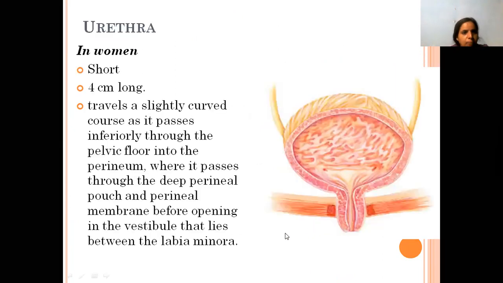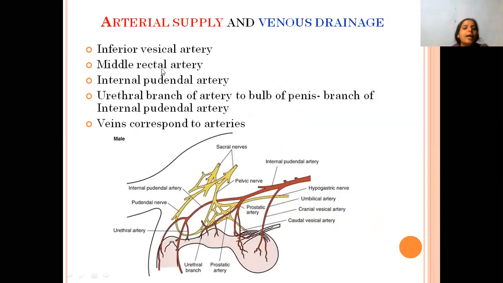Okay, I told you the urethra of the female is very short. It is only 4 centimeters long, and it travels a slightly curved course as it passes inferiorly through the pelvic floor. Only this much. That's why catheterization is very easy in females. Only 4 centimeters, whereas that was around 18.5 centimeters long. You need not learn these complicated pictures, not required at all. These pictures are only for our explanation.